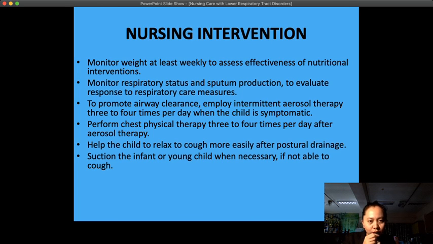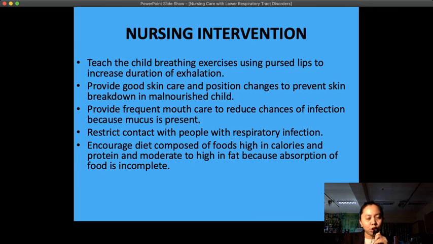Okay, so more on the nutrition part, the respiratory care measures: promote airway clearance, employ intermittent aerosol therapy. Teach the child breathing exercises using pursed lips to increase duration of exhalation, and provide good skincare and position changes to prevent skin breakdown in a malnourished child. Restrict contact with people with respiratory infection, kasi they are very prone to getting sick, okay? Immunocompromised na nga, di ba?